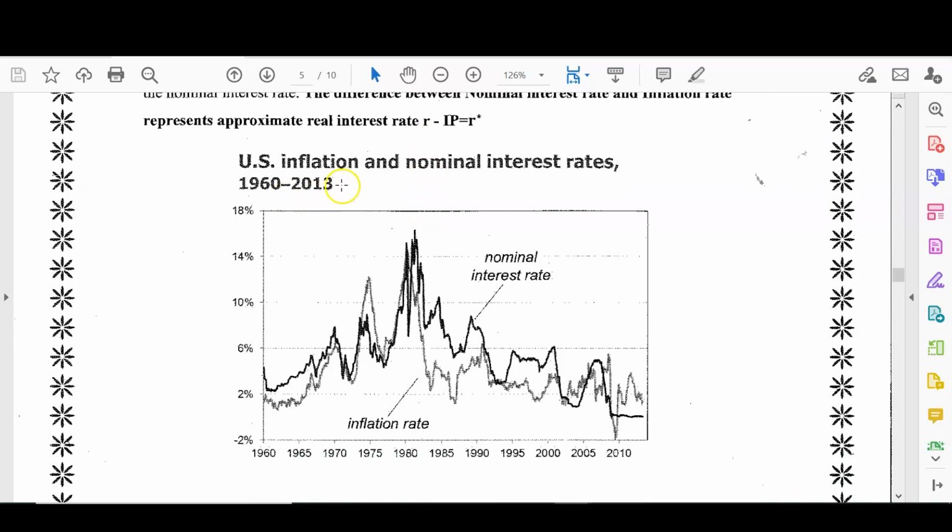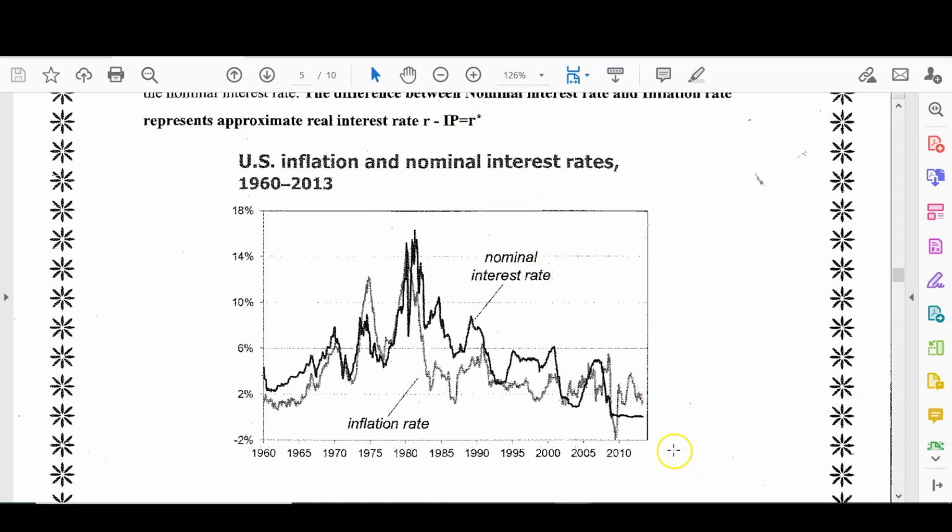Let's look at this graph here. It shows us the US inflation rate and nominal interest rates from 1960 to 2013. You can see the dark line, which is usually above the other gray lighter line, is nominal interest rate. The dark line is the nominal interest rate, and the gray line, or the lower line, usually is the inflation rate. In most cases, nominal rate is higher than inflation rate. So we know the gap between them is the real risk-free rate or real interest rate, and it is positive most of the time.